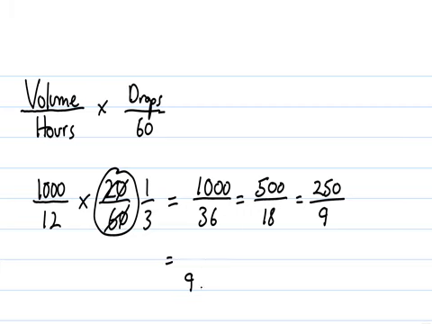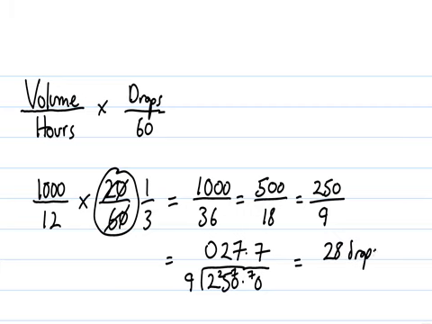So we have 9 divided into 250. 9 into 2 doesn't go. Carry the 2 over. 9 into 25 goes twice. And 7 left over. 9 into 70 goes 7 times. And 7 left over. Make sure you put in the decimal point and that they're in a straight line. 9 into 70 also goes 7 times. And obviously you're going to have a recurring decimal here. So the nearest whole number, the answer will be 28 drops per minute.